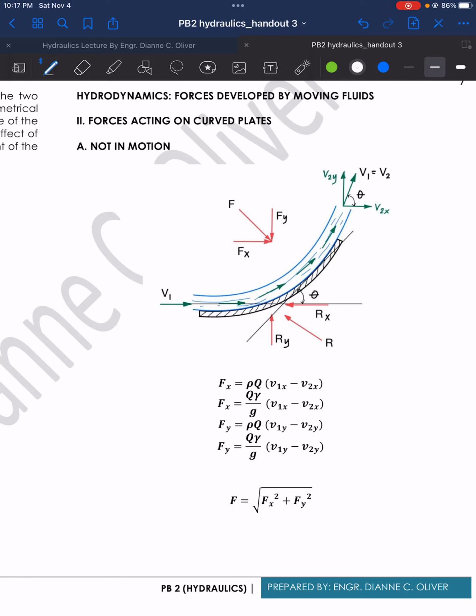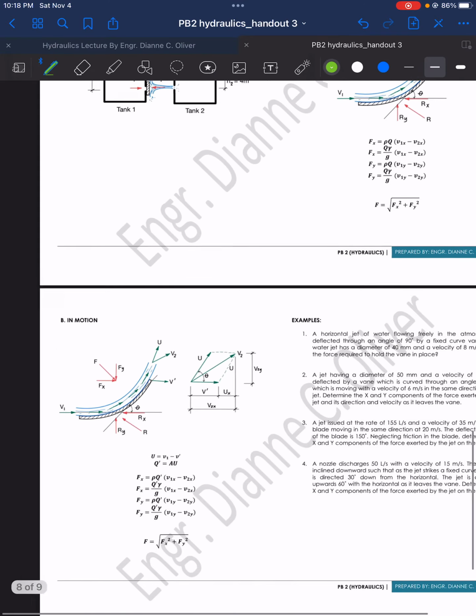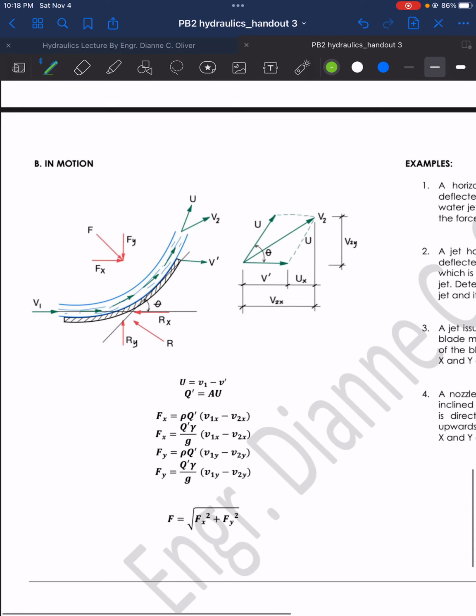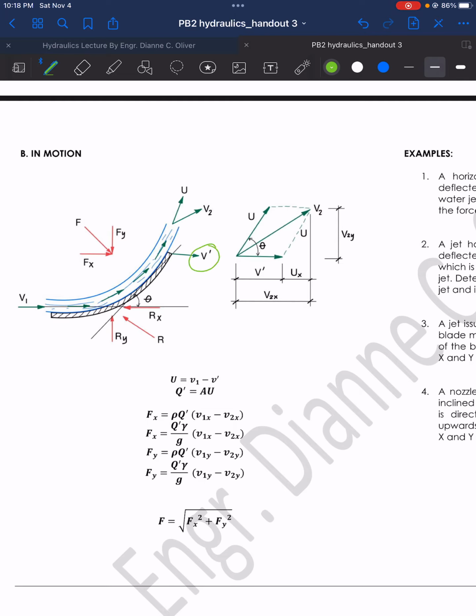Now, under the forces acting on curved plates, we have two cases here. The first one is not in motion, or the velocity of the vane, v prime, is equal to 0 meter per second. And the second case is when the vane is in motion, so there is a velocity for the vane or the plate.